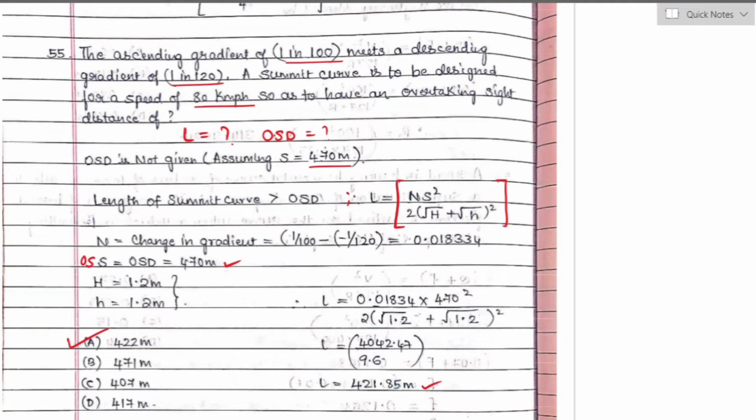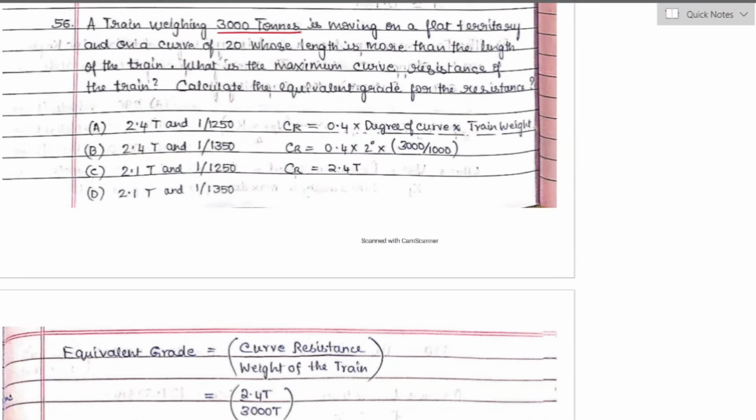Since they have not given the overtaking sight distance, this was expected to give a grace marks for this question. Question number 56. A train weighing 3000 tons is moving on a flat terrain on a curve of 20, whose length is more than the length of the train. What is the maximum curve resistance of the train? Calculate the equivalent grade of the resistance. In this question, the degree of the curve is given as 20 instead of 2 degree. It was expected to give the degree of curve as 2 degree. There was a printing mistake. So for this question, it was expected to give a grace marks.